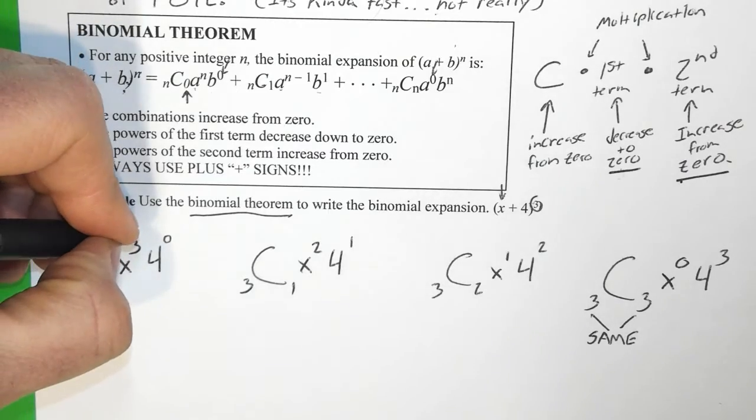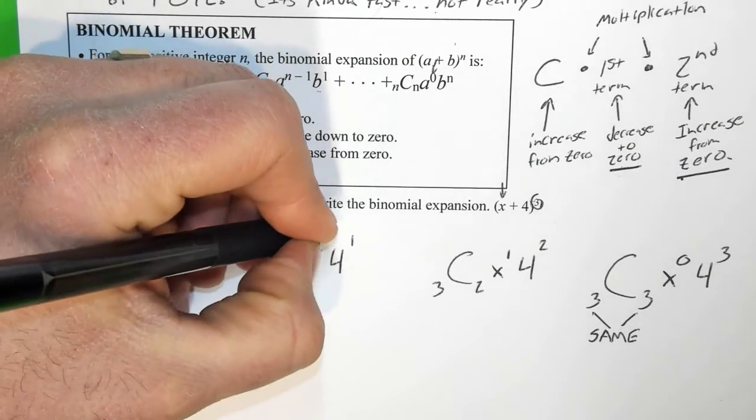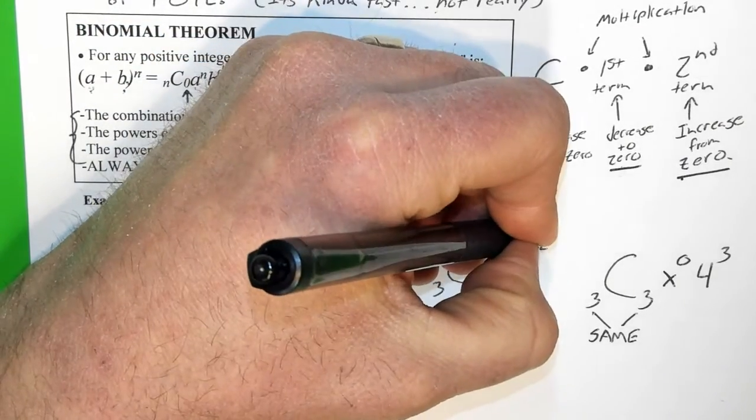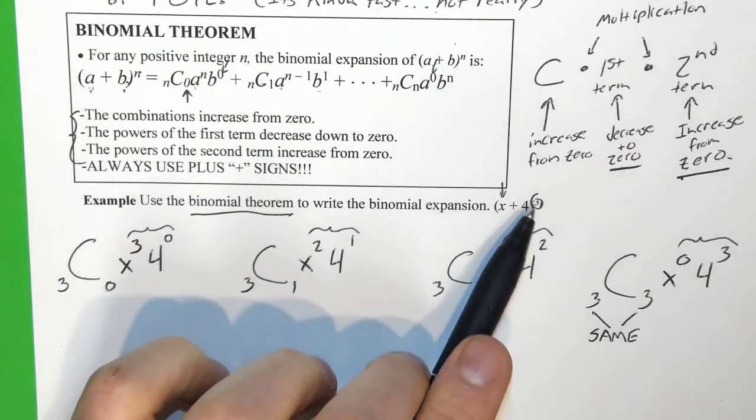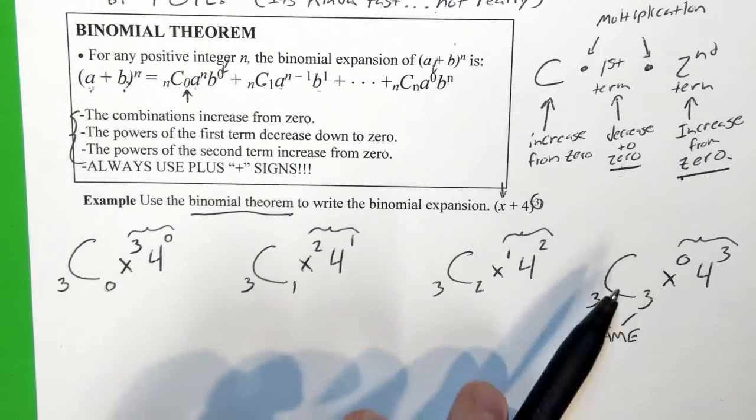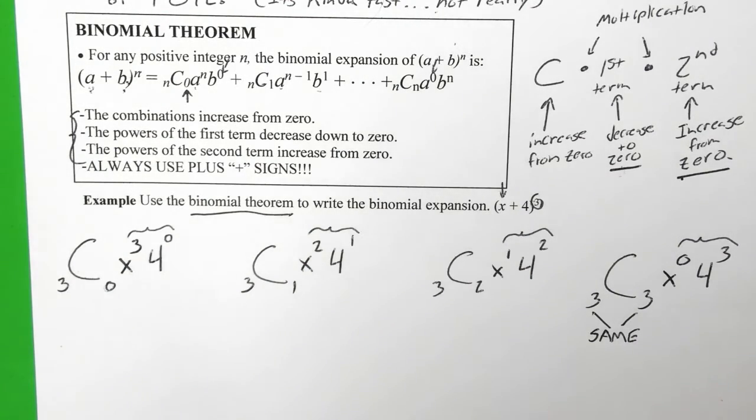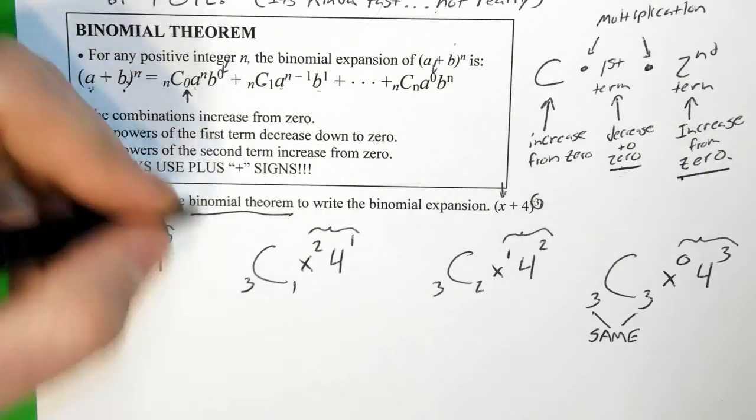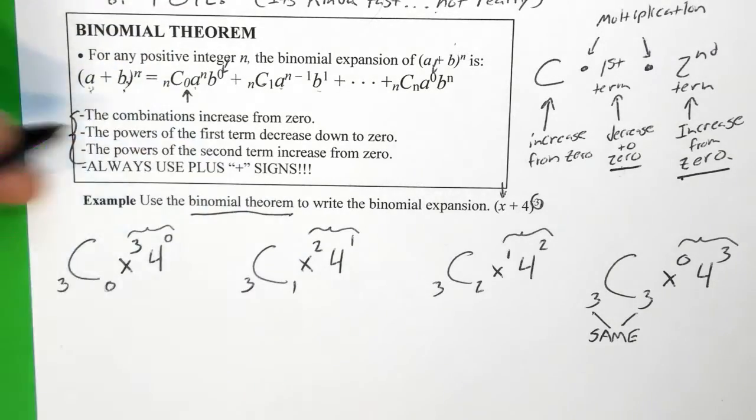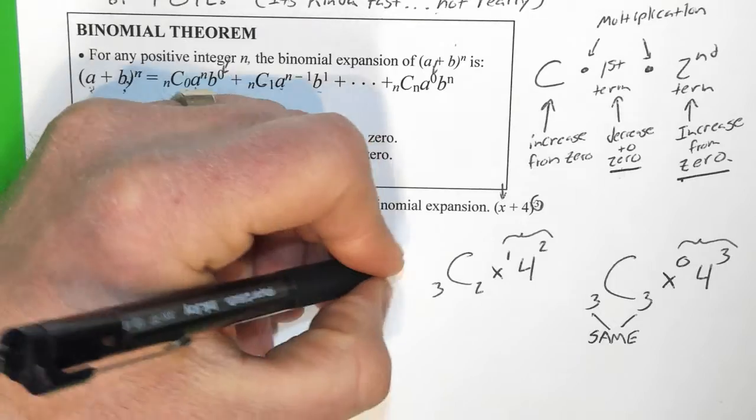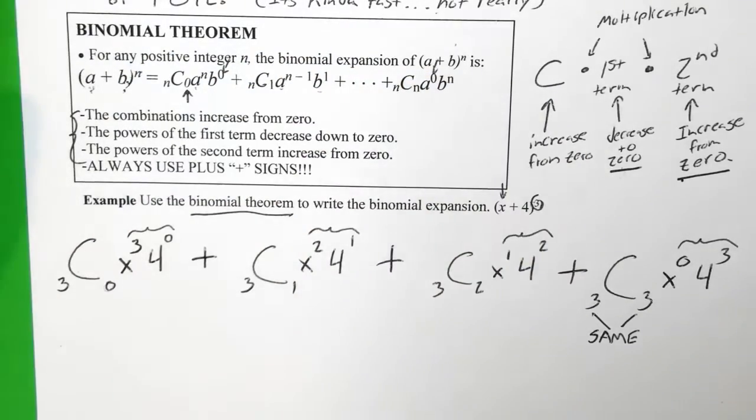Something I'd like you to notice about all the powers that you've created, if you're looking at the combinations of the x powers and the 4 powers, is that each combination adds up to 3. That's on purpose. The original power was 3. All of your powers need to add up to 3 as well. So we've got that going on. Okay, lastly, right down here, it says always use plus signs. So in between each of these little clusters that I've built, I'm going to put a plus sign. Great.